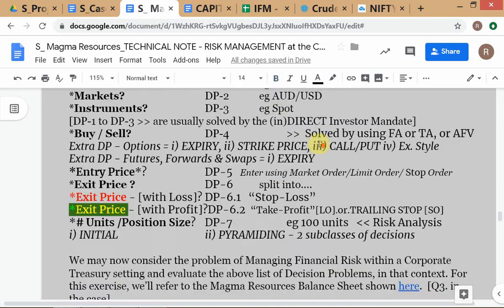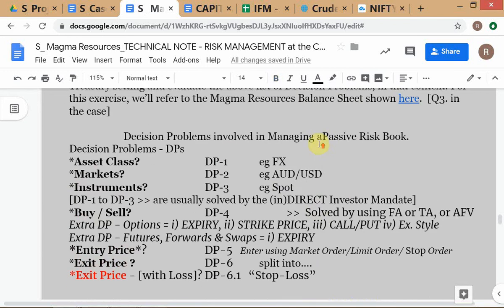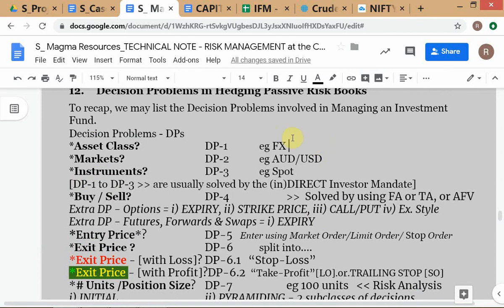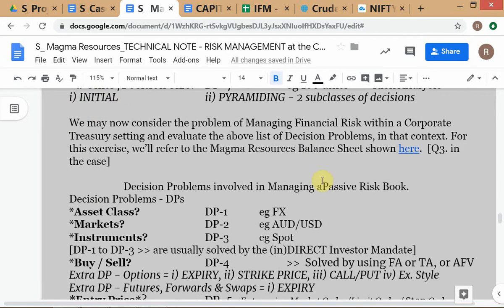So here what we can do is, I've got a second slide. So this is the original statement of the problem. I don't want to disturb it. Okay, managing an investment fund, I want to put this in bold. So this is the original set of problems.